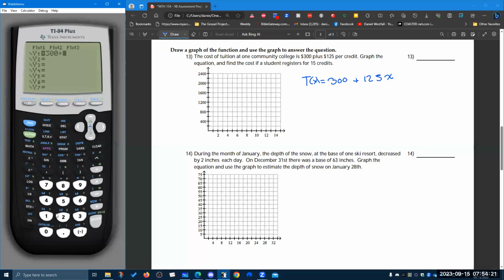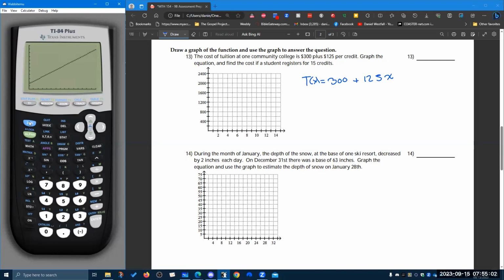300 plus 125x. And we want to set our window here so that our x min is 0. Our x max is, it looks like, 15. Our x scale is in ones. Our y min is 0. Our y max is 2400. And our y scale, our tick marks, are in amounts of 200. And we're going to graph that.